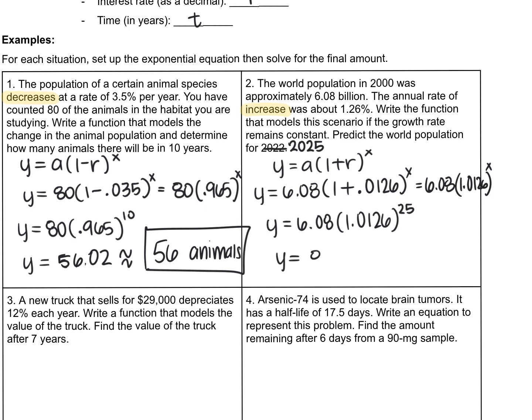Here, I'm going to leave it as a decimal. So I'm going to have 8.31 billion. Because I'm talking about number of people, and in this case my decimal isn't 8.31 people, it represents a number of people in terms of billions. So I can have a decimal here. So it'd be approximately 8.31 billion.